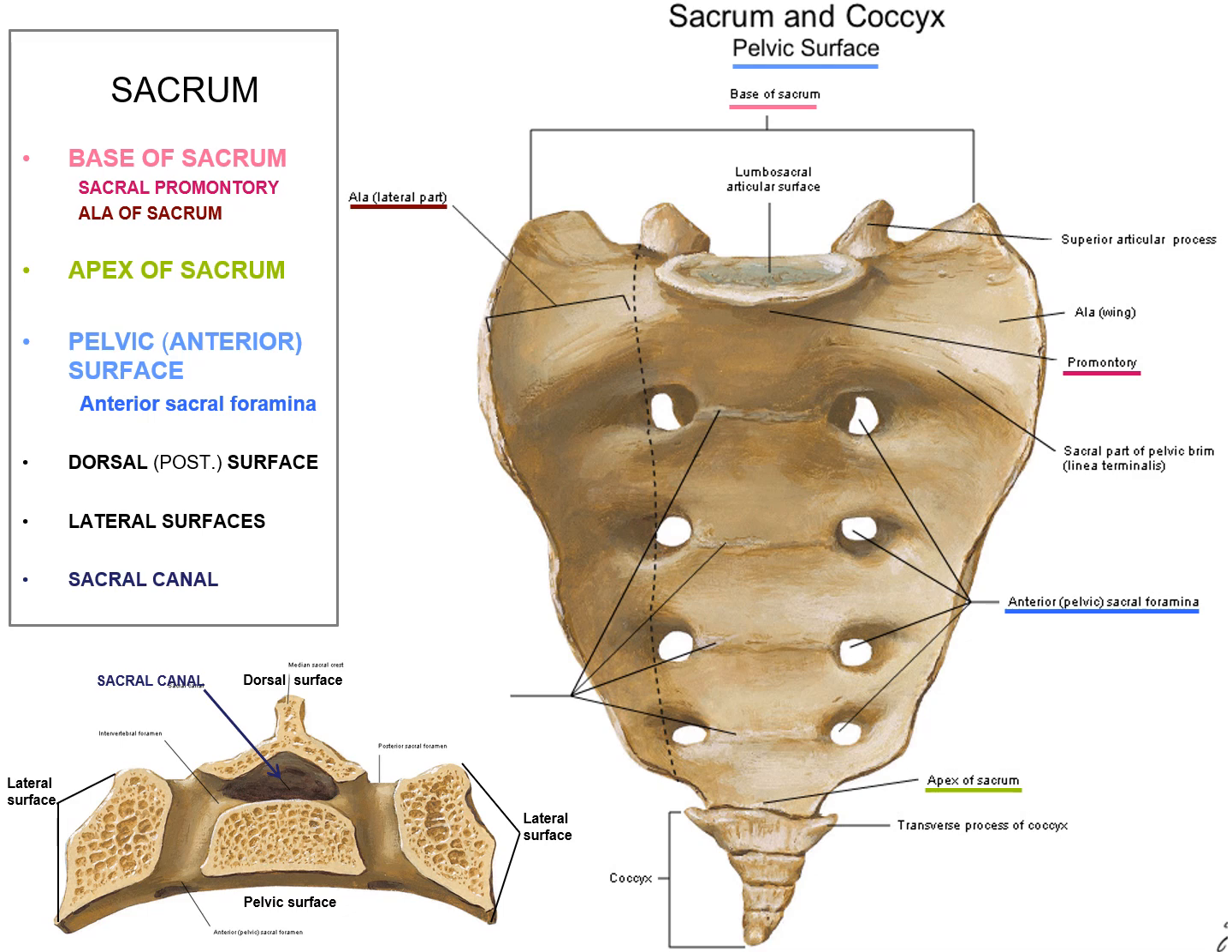It has a pyramidal shape, and because of that, we can describe a base, apex, pelvic or anterior surface, dorsal or posterior surface, and 2 lateral surfaces. The base of the sacrum articulates with the body of the 5th lumbar vertebra. The apex of the sacrum articulates with the coccyx.